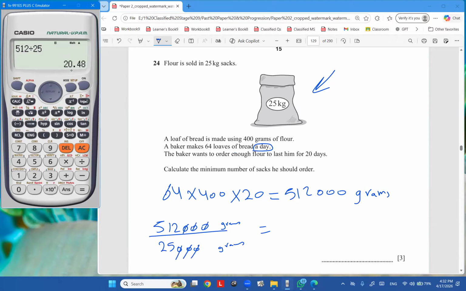Don't write 20 sacks. Don't write even a decimal. No, that's not going to be accepted. So do not write 20 sacks because this is not going to be enough. We need more than 20 sacks. Don't write 20.48. It is 21 sacks. Yes, it is the least number of sacks that you can buy to cover this amount for bread.